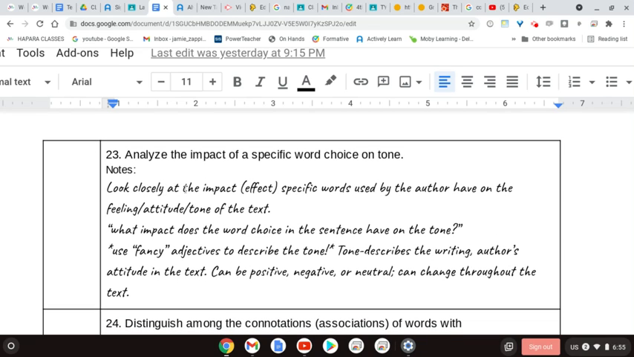That means to look closely at the effect or impact specific words used by the author in a given sentence have on the feeling or attitude or tone of the text. When we look at tone, remember that we want to pick a fancy adjective to describe the tone, because tone describes the attitude of the author when we look at the writing and the word choice use. Tone can be positive, negative, or neutral, and it can change throughout the text.